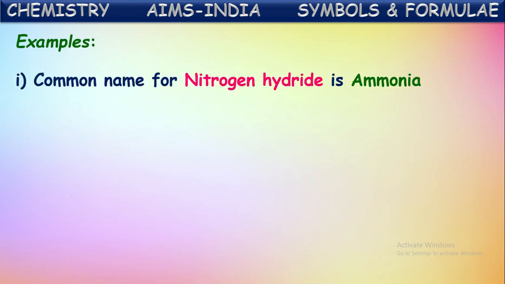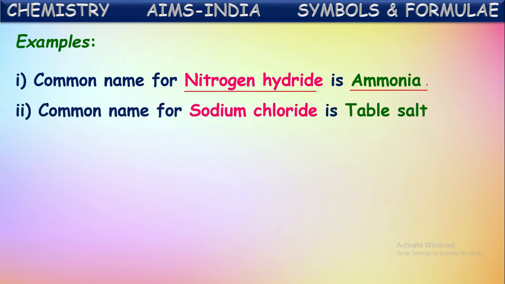The common name for nitrogen hydride, NH3, is ammonia. Ammonia is its common name, so it is being continued. Actually, its chemical name is based upon the rules; it is nitrogen trihydride. But the common name, ammonia, is continuously used. In the same way, for sodium chloride, the common name is table salt or common salt. These are being used even now, isn't it? Because these names are more familiar than systematic names.